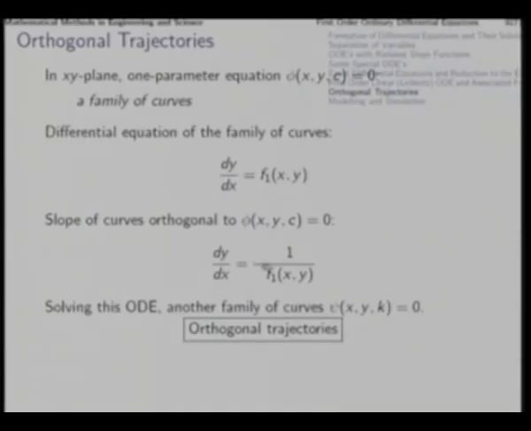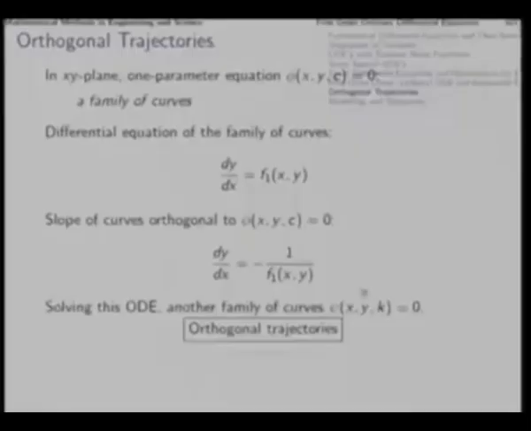-1 by f1, and then this is another differential equation which we can solve, and as we solve that, we get another family of curves in the form of solution of this equation. So, this equation gives another family of curves, and the family of curves given by this phi equal to 0 and the family of curves given by this psi equal to 0 give us two orthogonal families of trajectories, that is, two families of curves.